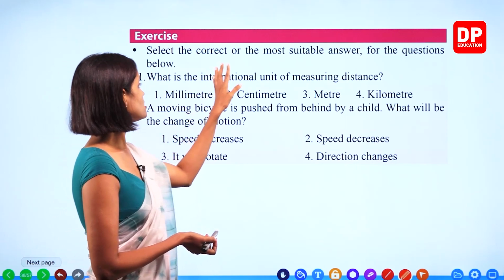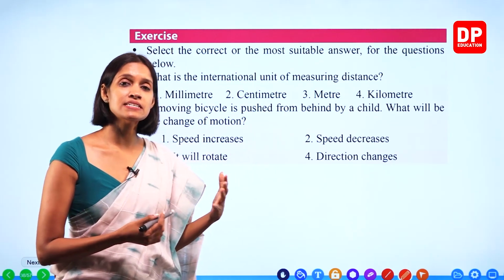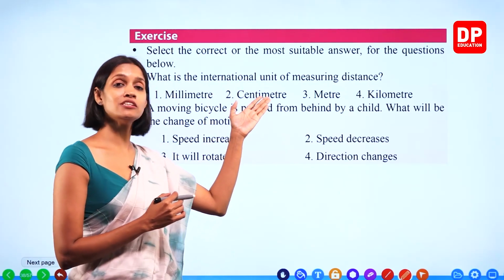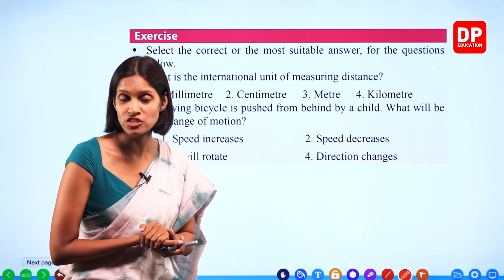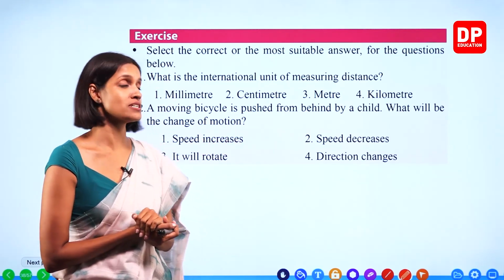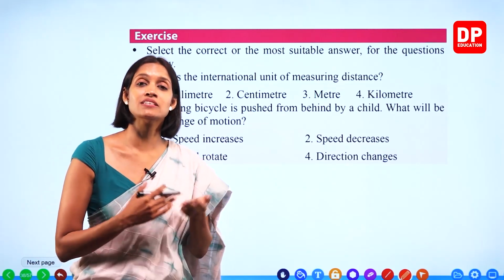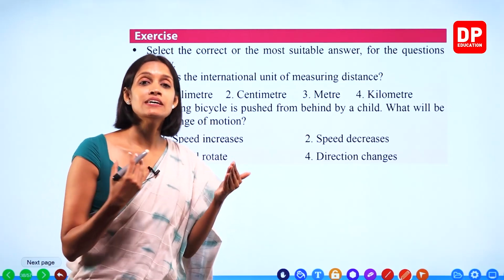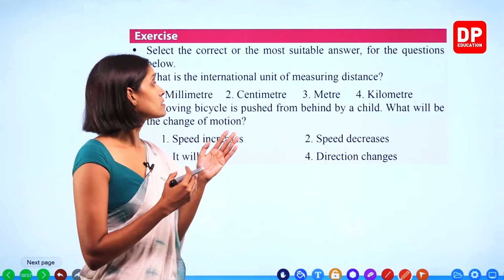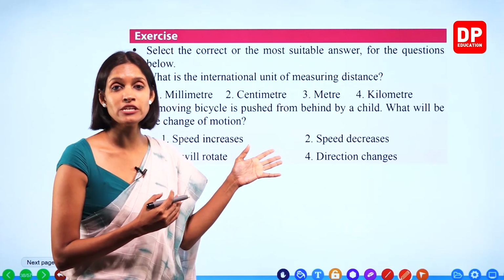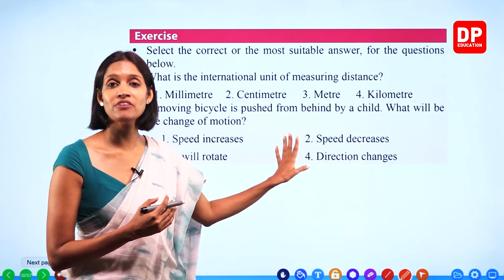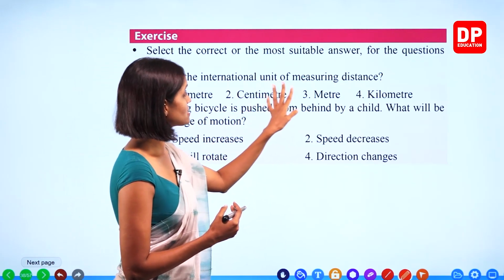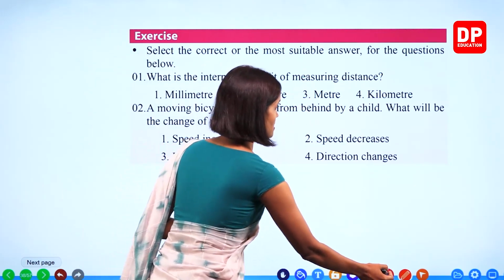What is the international unit of measuring distance? Distance, displacement, these all are lengths. So what is the SI or international unit used to measure the length, children? Length is measured by meters, right? There are different units to measure length like centimeters, kilometers, millimeters, meters. Out of all these, the international unit used to measure any kind of length is the meter. Therefore, distance is also a type of length, so it is also measured by meter. Millimeter, centimeter, meter, kilometer. Answer is meter.